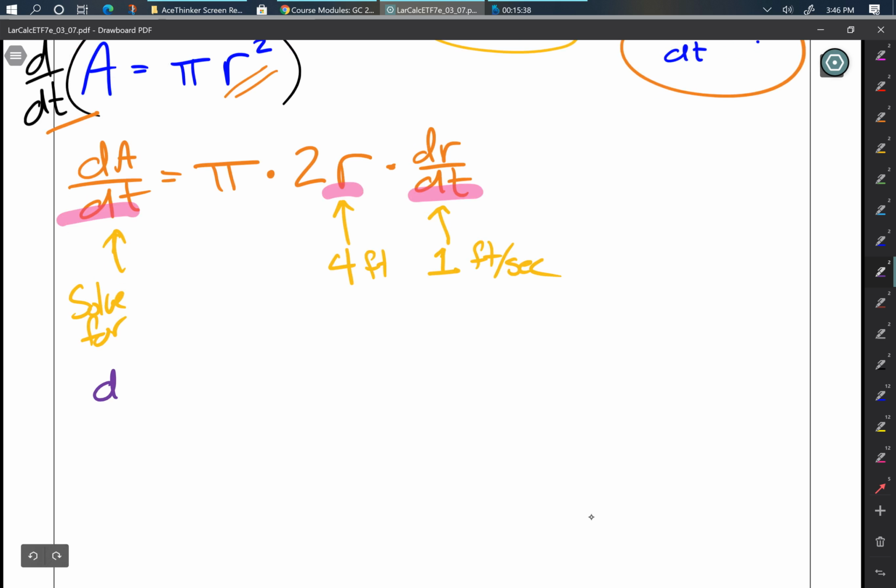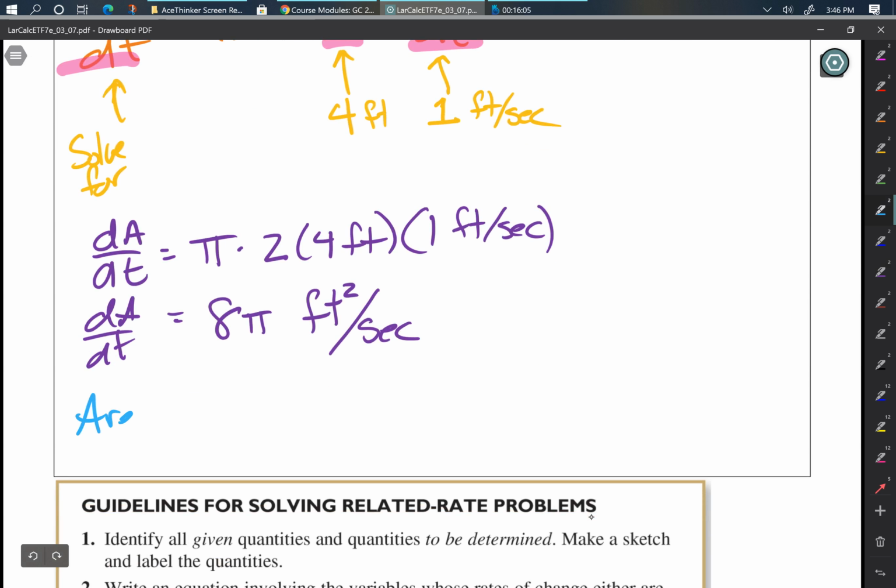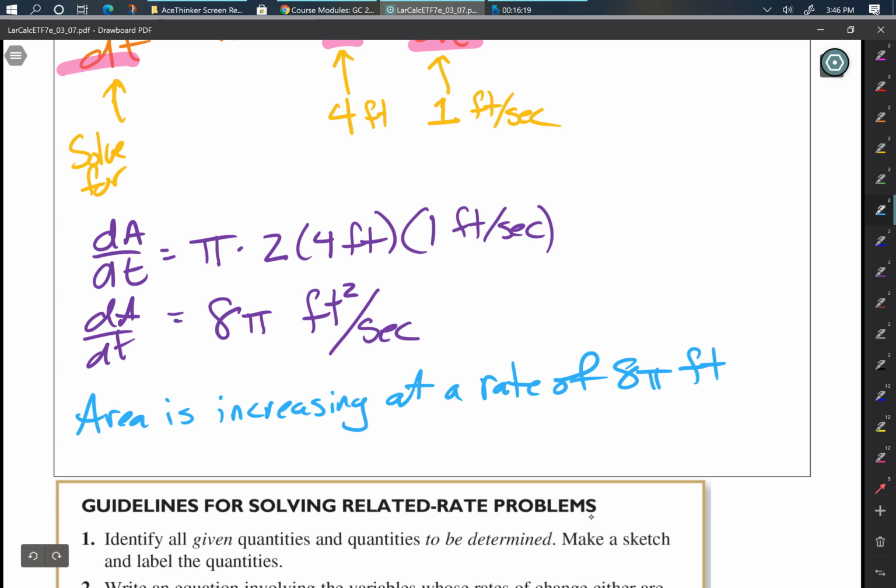I'm plugging in numbers. All right, my job was to solve for dA/dt, so it stays dA/dt. On the right-hand side, I'm going to have a pi times a 2 times an r, which is 4 feet, times a dr/dt, which is 1 foot per second, and then that's going to give me, what is that going to give me? 8 pi square feet per second, and that's my dA/dt, or the area is increasing at a rate of 8 pi square feet per second. So when I toss this pebble in this pond, here's what's happening.